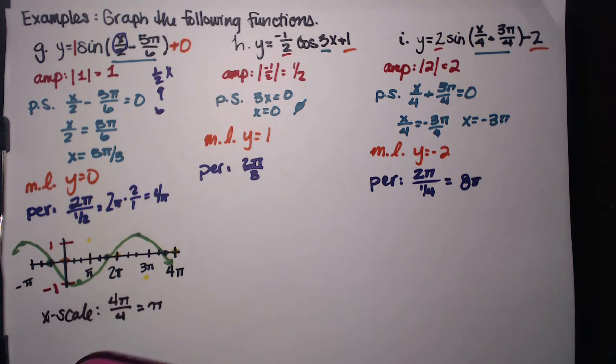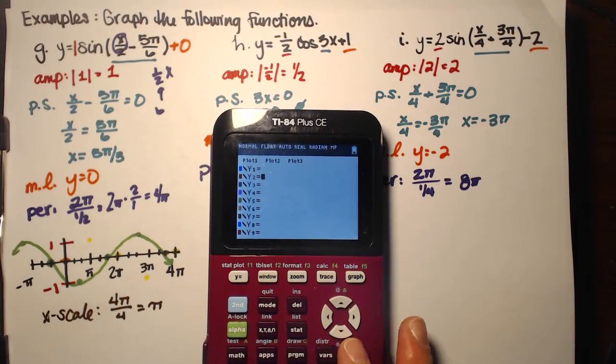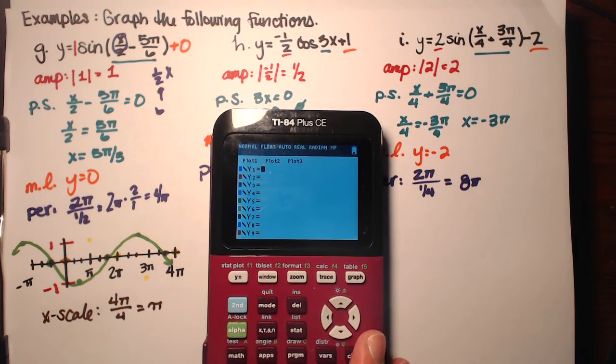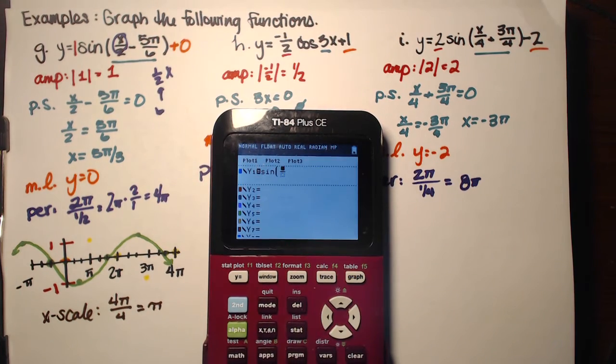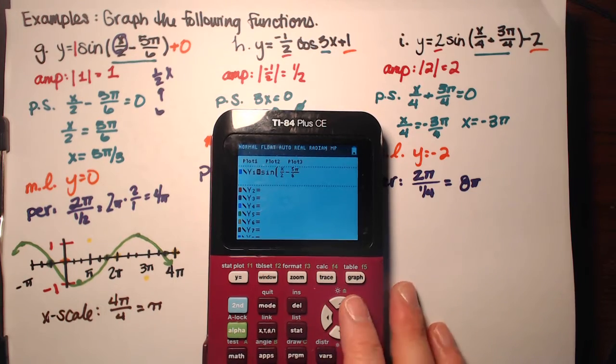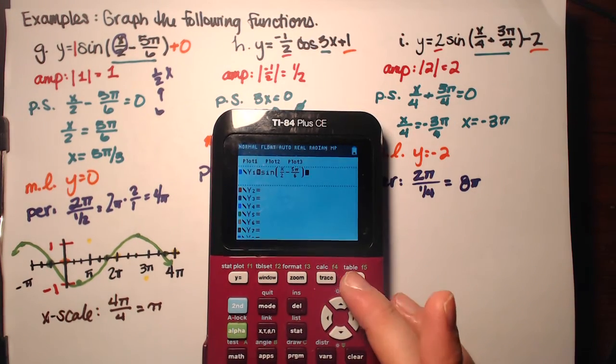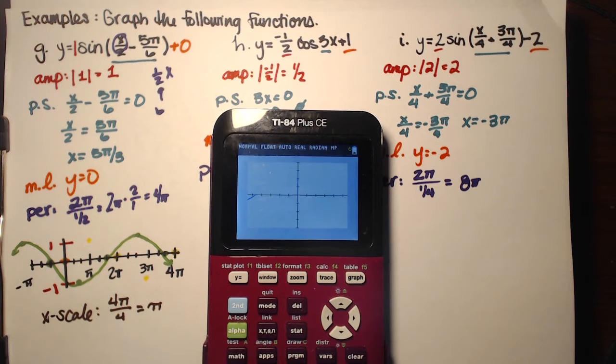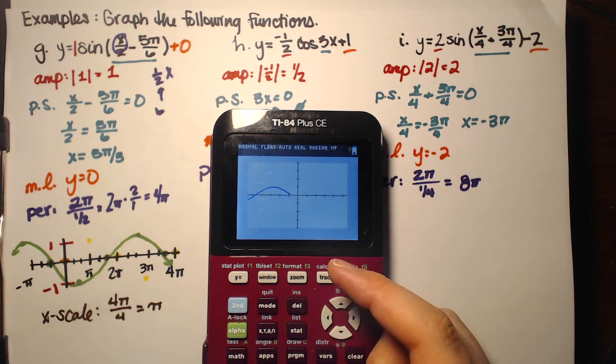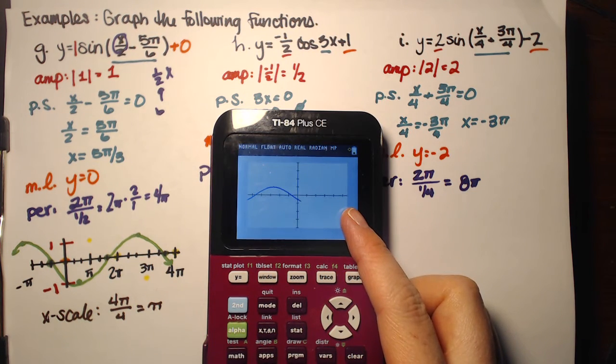So if we were to graph this one, so sine of x over 2 minus 5 pi over 6, and then that was everything. So that's what it's going to look like, keeping in mind that I believe that this is only going to 2 pi.